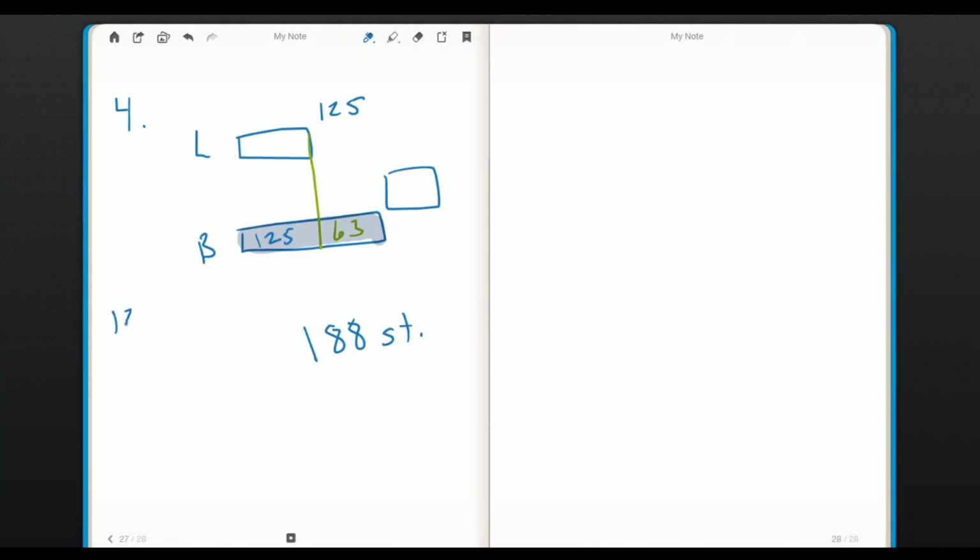Again, we can write that out horizontally. We can write that out vertically, or we can look at the problem and come up with the answer.